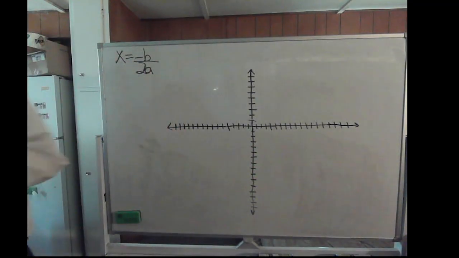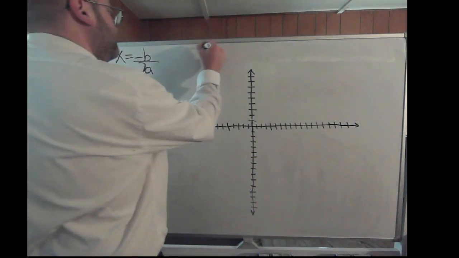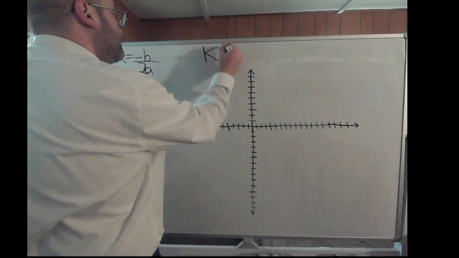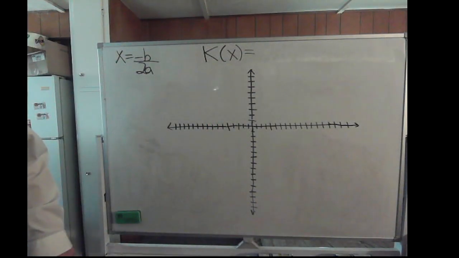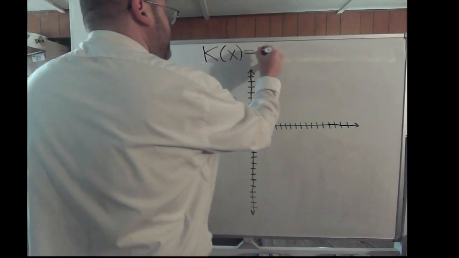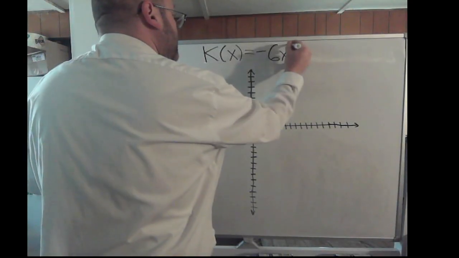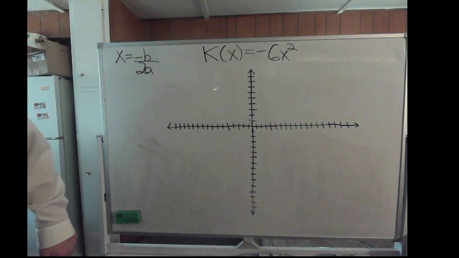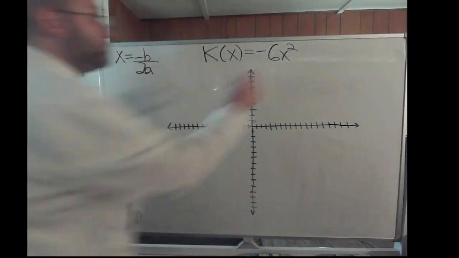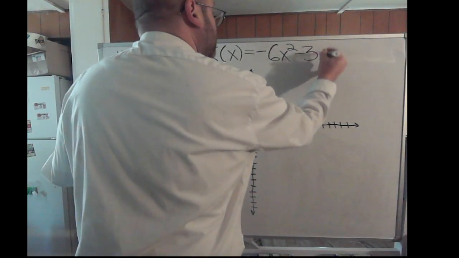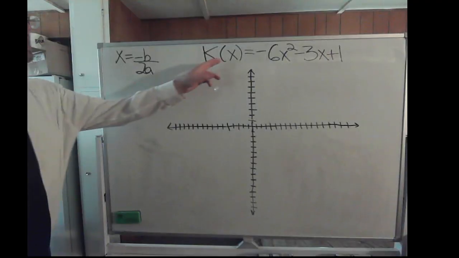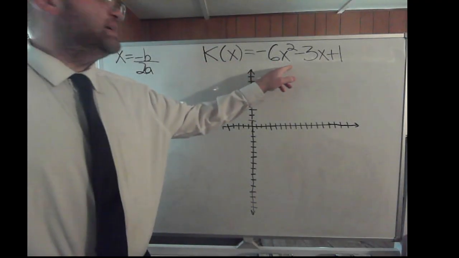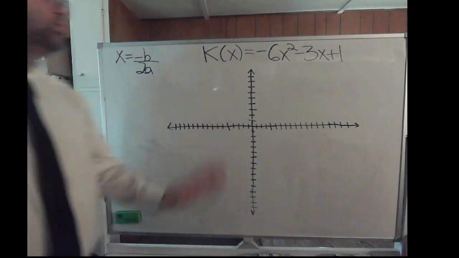Alright, what's the next one? We got k of x. So you have the function k of x equals negative 6x squared minus 3x plus 1.